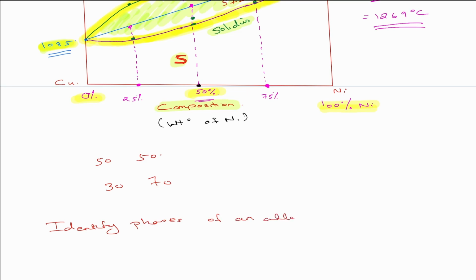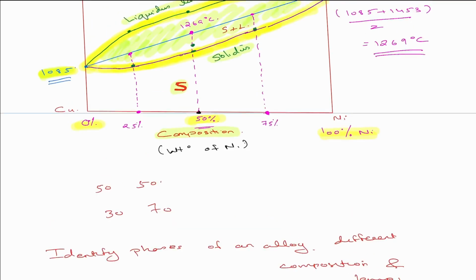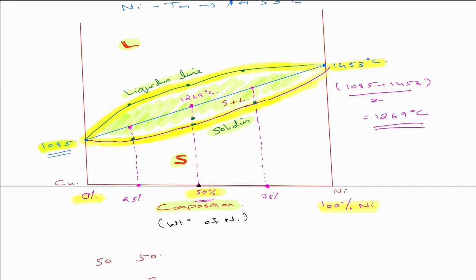So it's important that it be an alloy. It should be an alloy, isn't it? Of an alloy at different composition and temperature. Okay, so different phases. At what phase is it? Is it in a liquid phase or in a solid phase at a particular composition?